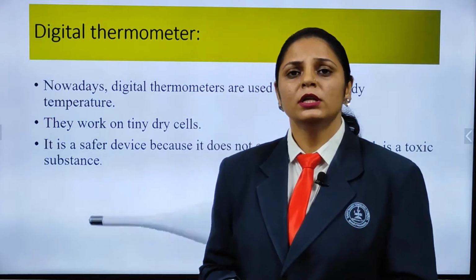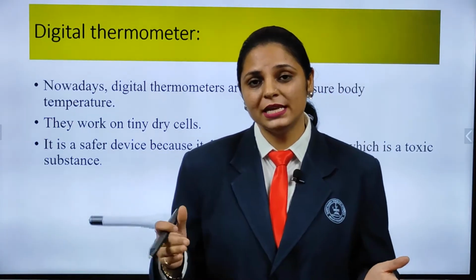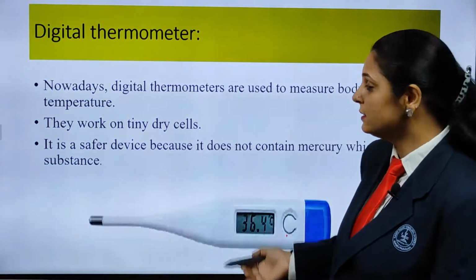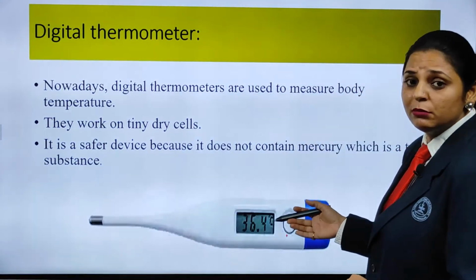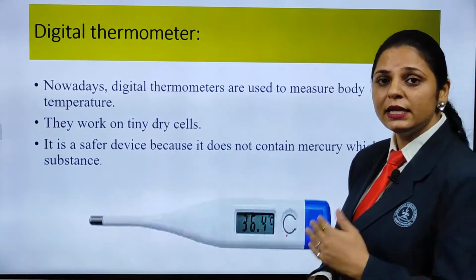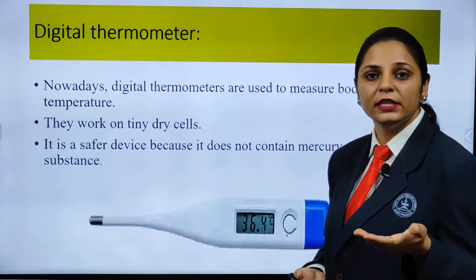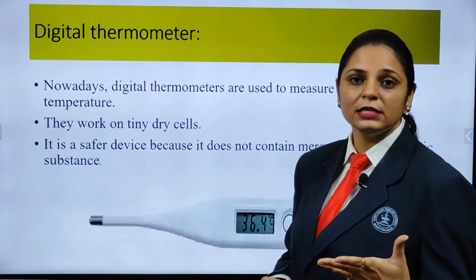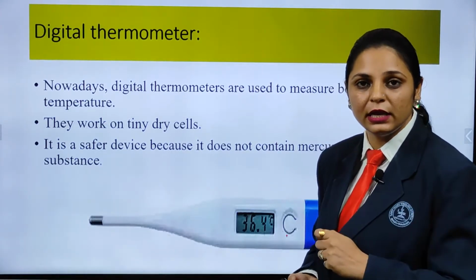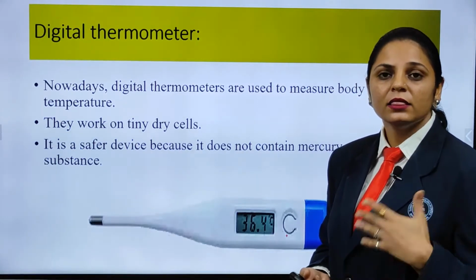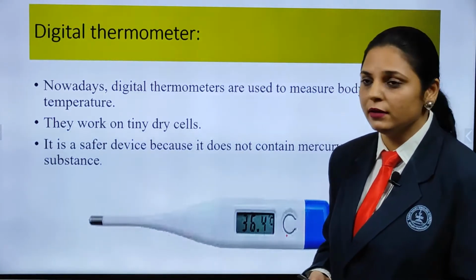But nowadays clinical thermometers are being replaced with the digital thermometer. It looks like this. The digital thermometer has an advantage over the glass one. I told you in the precautions that it should be handled with care because it is made of glass, and secondly it contains mercury inside, in liquid state, and if it breaks, mercury is not easy to handle.